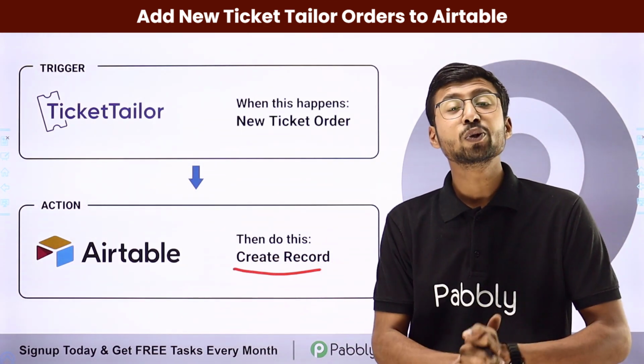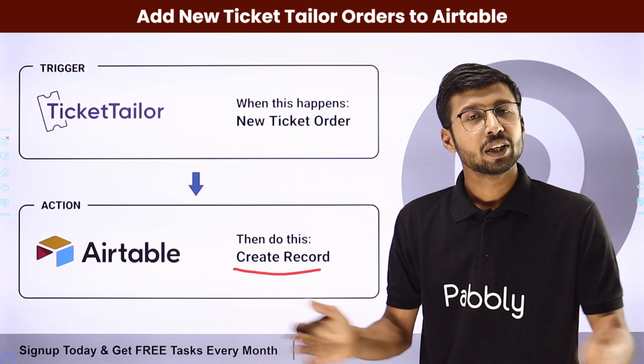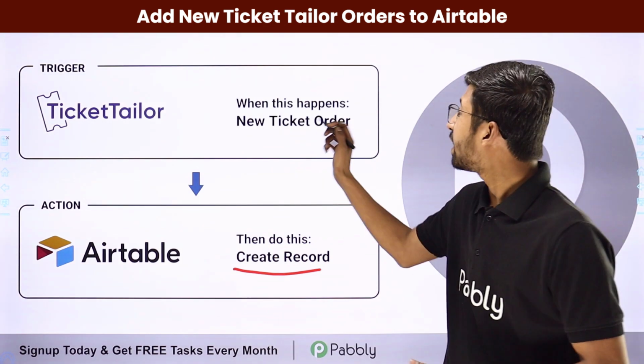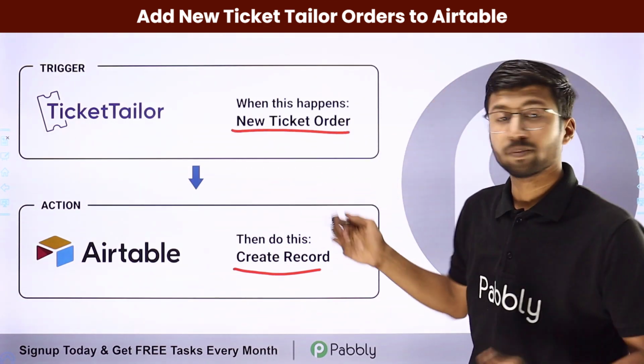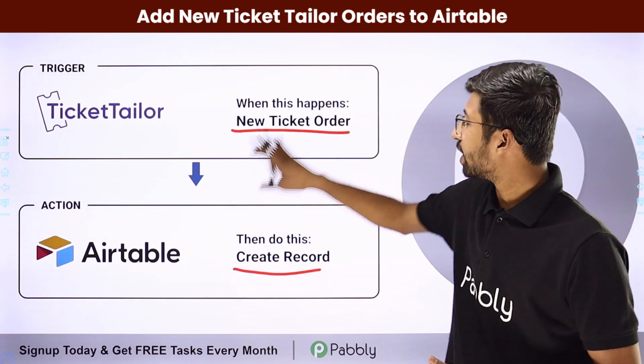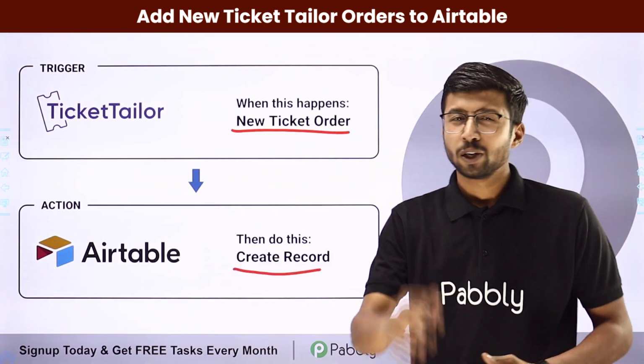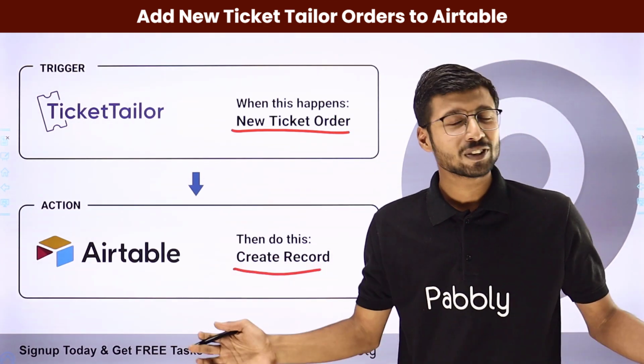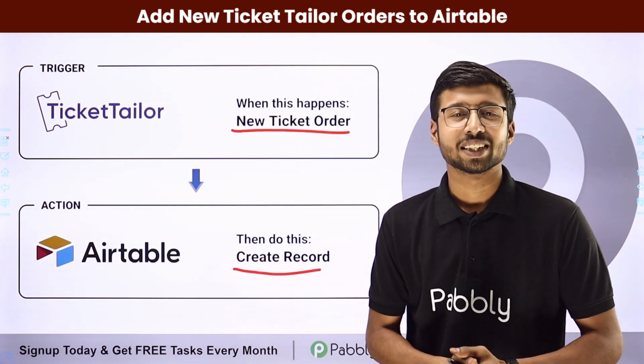Now let me tell you, you can completely automate this process. So the trigger of this automation will be getting a new ticket order in Ticket Tailor. An action will be adding those order details into an Airtable database. So how can you set up this automation? To know this, you have to come with me to my screen.